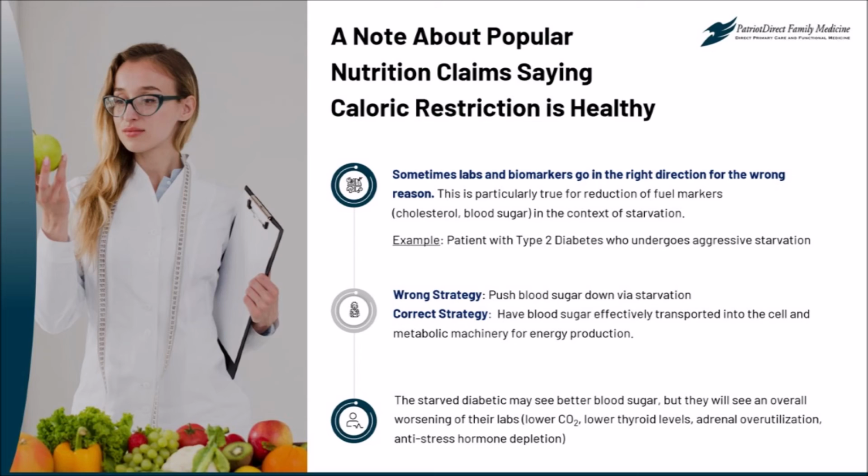In particular, fuel markers such as cholesterol, blood sugar, and fasting insulin may go down in the context of starvation. Take a patient with type 2 diabetes with significantly elevated blood sugars. If you were to aggressively starve this patient for 2 weeks, the patient's blood sugar will go down simply by the starvation effect.